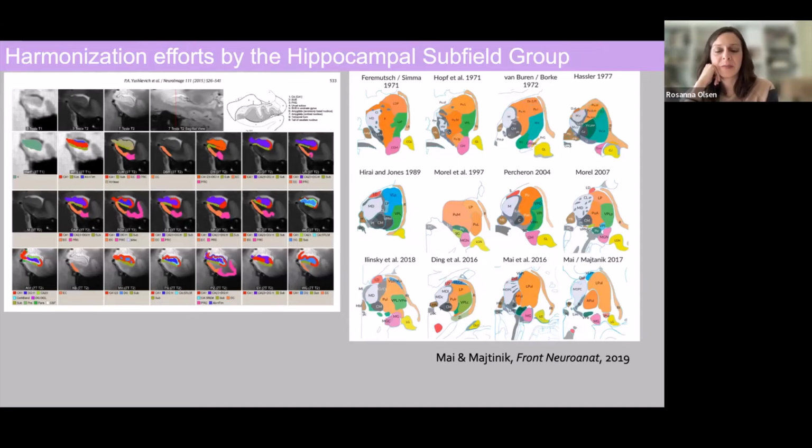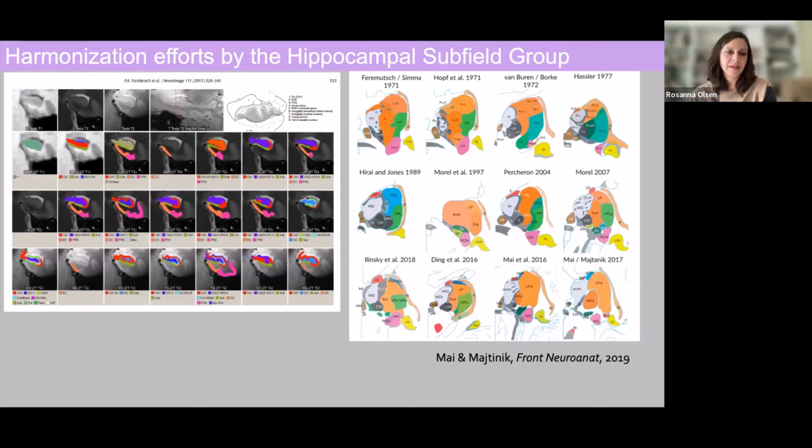Some neuroanatomy stains are better at picking up cell bodies, for example, versus myelin versus other properties of the tissue. And so that has also led to differences. Another difference is, I mentioned this a few days ago, the plane in which the slice is made could affect how you visualize these different regions.